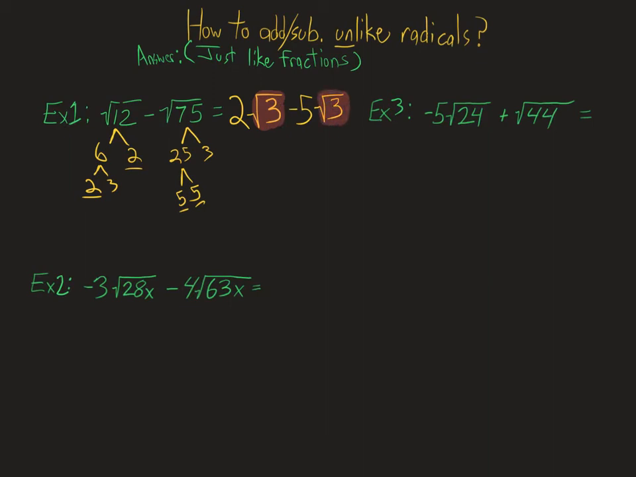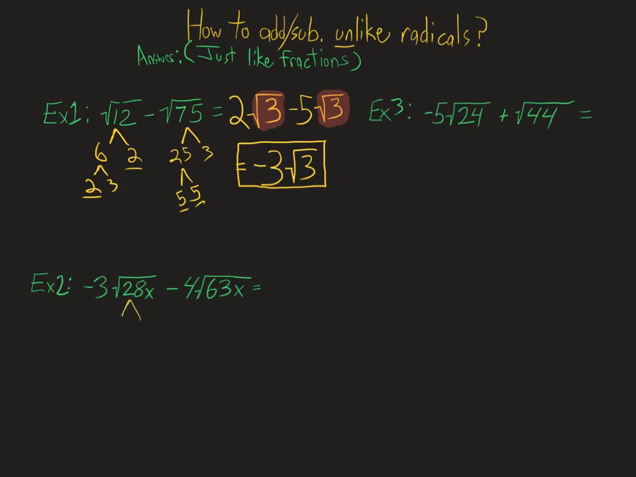Now notice we're not done. It's just like a fraction problem. We rewrote it, so now we can answer it. 2 radical 3's minus 5 radical 3's. Well, 2 minus 5 is negative 3. And the type of item we're combining is radical 3's. There you go. All right, let's do another one.